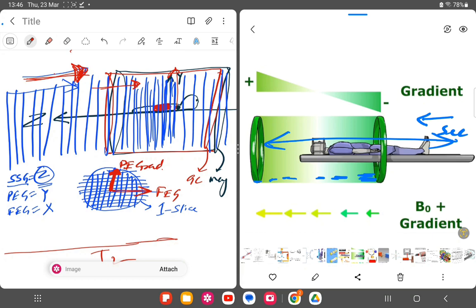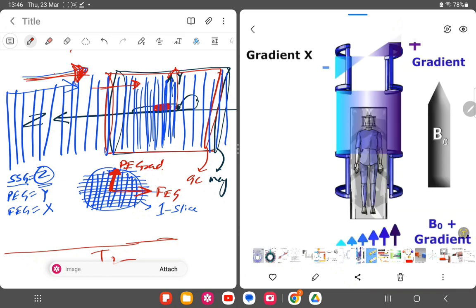And I will show you another direction of field. See this one. The patient is inside, but here you can see a different color. Of course, this is the X direction, if you are sitting here on the console side. So the field variation is here.